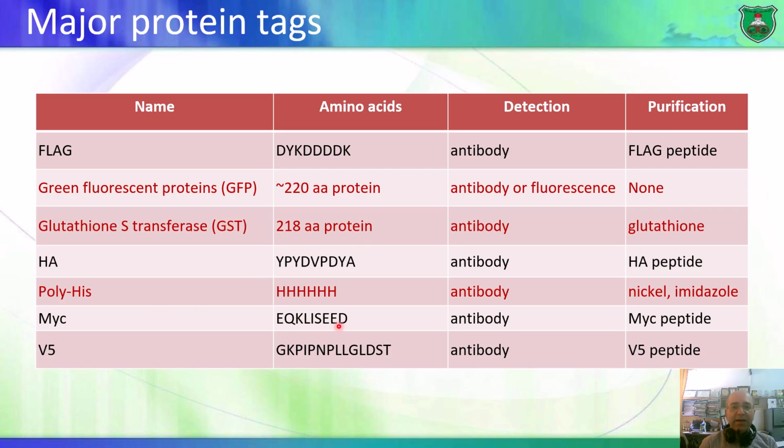The polyhis tag, there's an antibody that is specific to these 6-histidine amino acids. So this would allow us to purify our protein of interest using affinity chromatography or detect it using an antibody. Of course, with the transferase, we can also purify our protein of interest using its substrate, the substrate for this transferase. I'm going to show you how in a second.